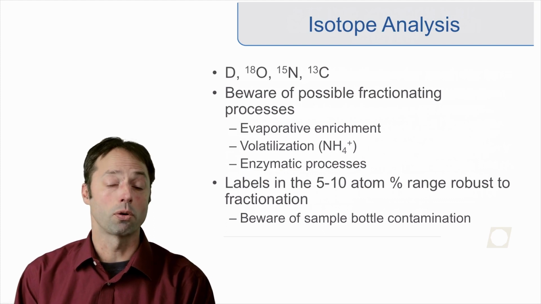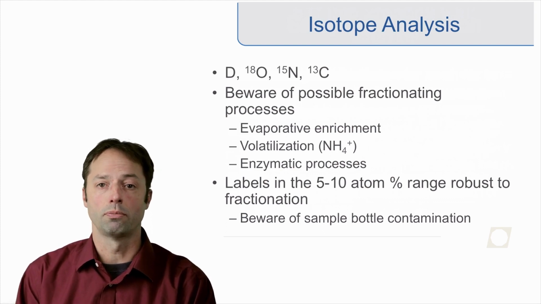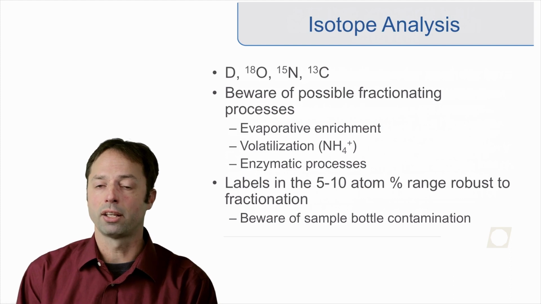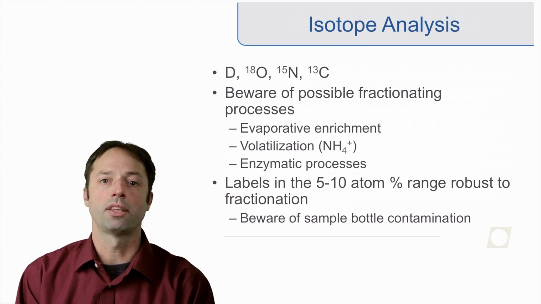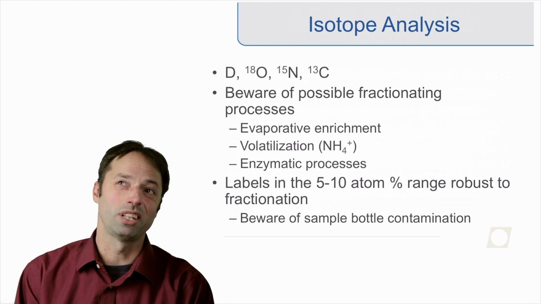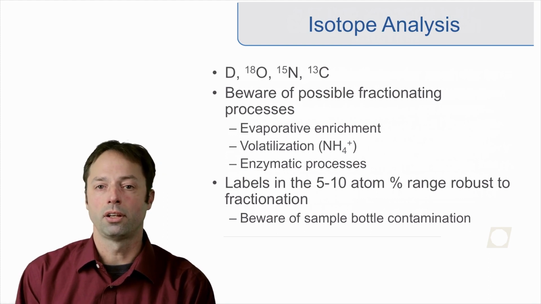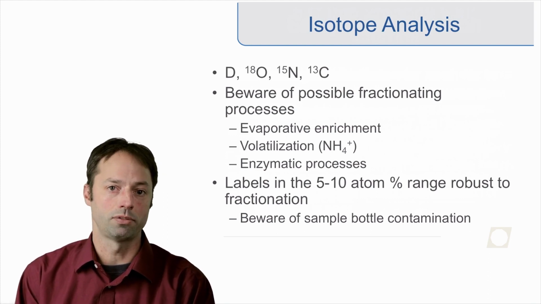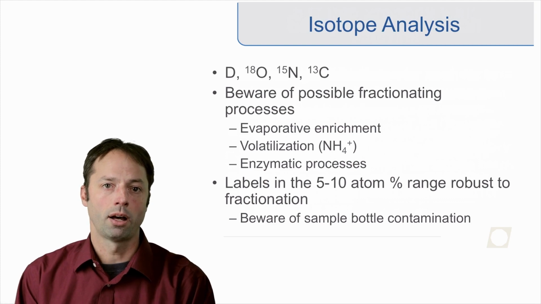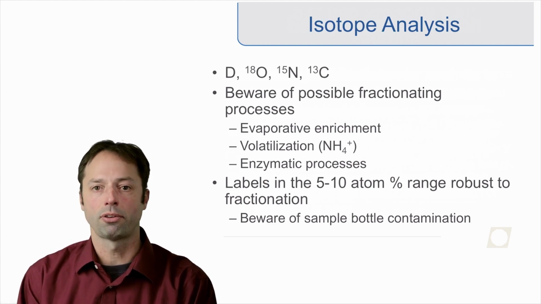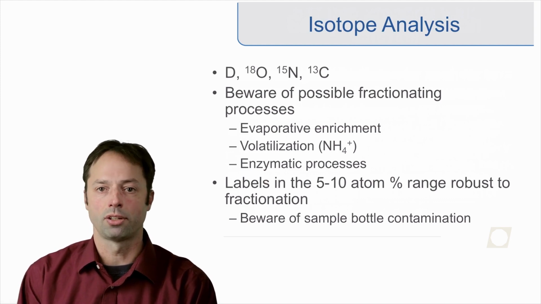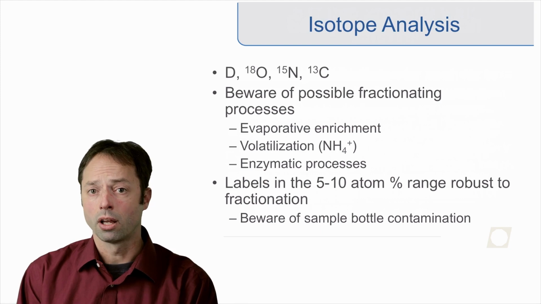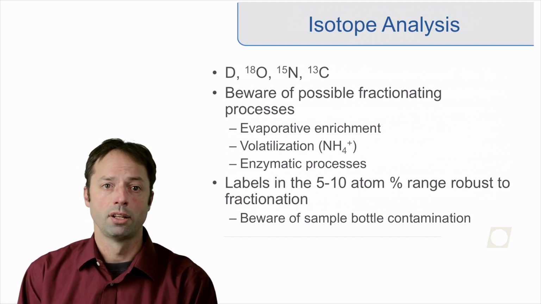Again, this can have an enormous effect for volatilization of ammonium if your pH isn't right, and again, if you're continuously sampling where you've got to maintain that vacuum, you could be losing ammonium that is generally much lighter than the nitrogen dissolved in your sample. Enzymatic processes can also change the stable isotope ratio of the sample, so it is important to also control that.